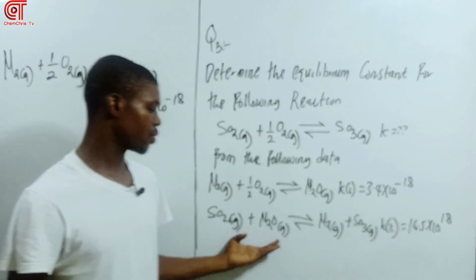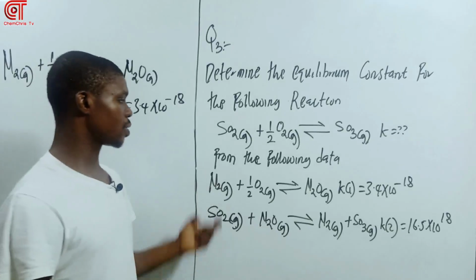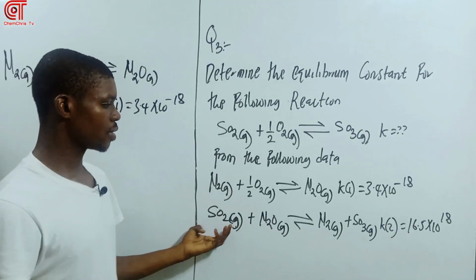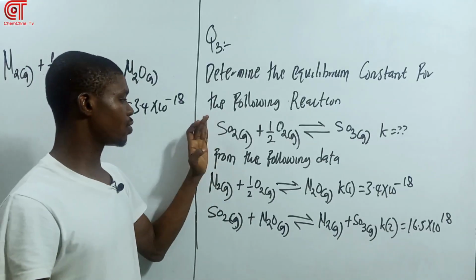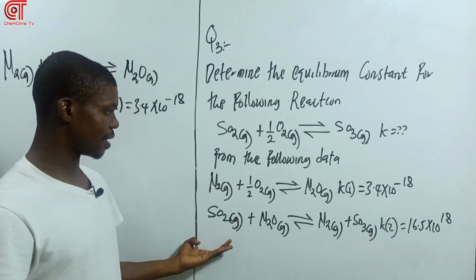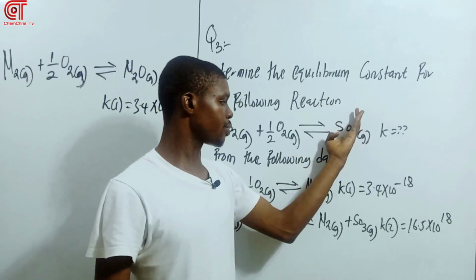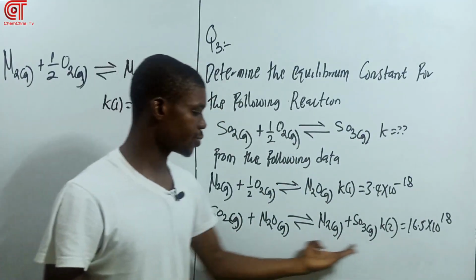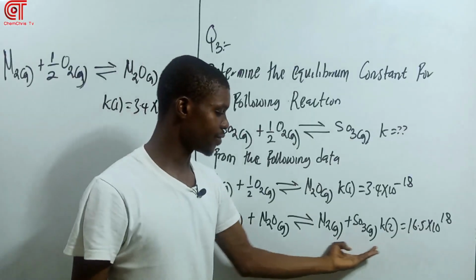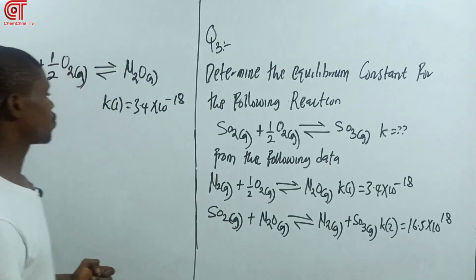Now let's look at the second one here. What is common between the two of these? SO2, SO2, SO3, SO3. SO2 is on the right-hand side here, and SO3 is on the product side here. So we are not doing any adjustments to this reaction because they are the same. I want to leave it like that.